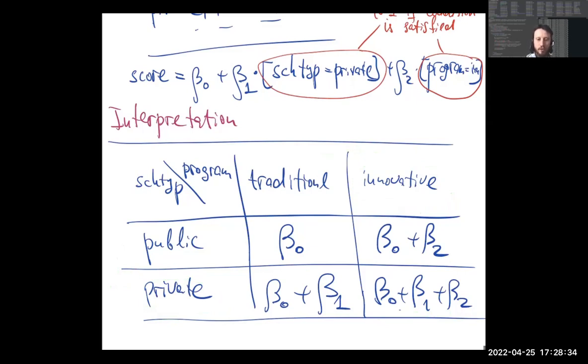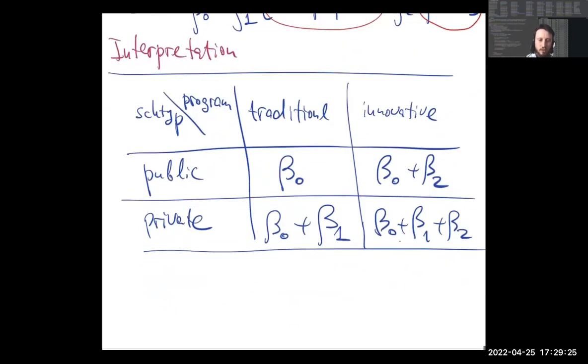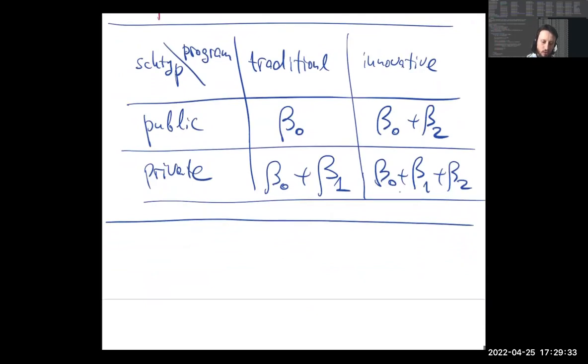But of course, it is possible that in reality, we have something different. For example, if this innovative program is demanding from the teacher, there are probably better teachers in private schools than in public schools. And it is possible, for example, that the effect of this innovative program in private school would be much larger than in public school. So in this case, we say that it is not true that we have just a sum of two effects. We have some meaningful interaction between two effects. And to catch this idea, we have to introduce a different model. We have to introduce new model.